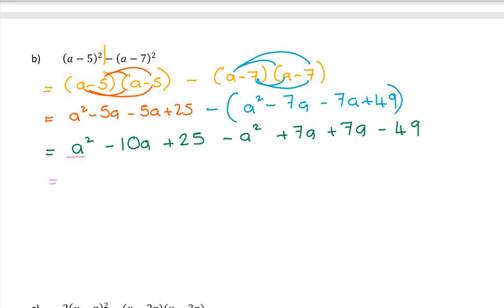Okay, so a squared, take away a squared, disappears. Minus 10a plus 14a is 4a, and 25 take away 49 is minus 24. So it also boils down to something quite nice.